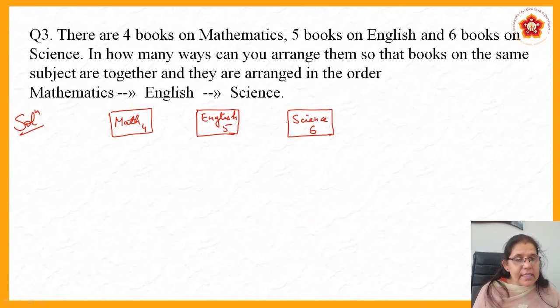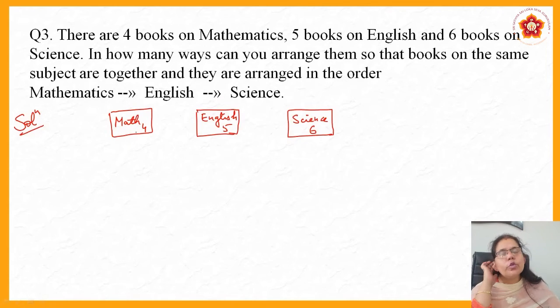In how many ways can you arrange them so that the books on the same subject are together and they are arranged in the order mathematics, English, science? So this is a sequence. We can't change the sequence. We cannot put English first, maths later. We have to stick to the sequence, that is maths is first, then English, and then science, and all maths books together, all English books together, and all science books together. So the sequence is already given to us.